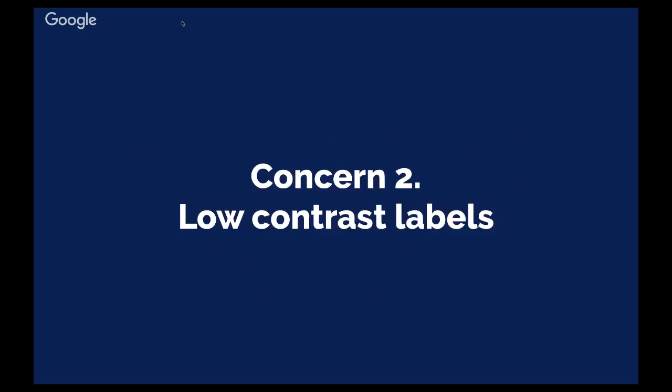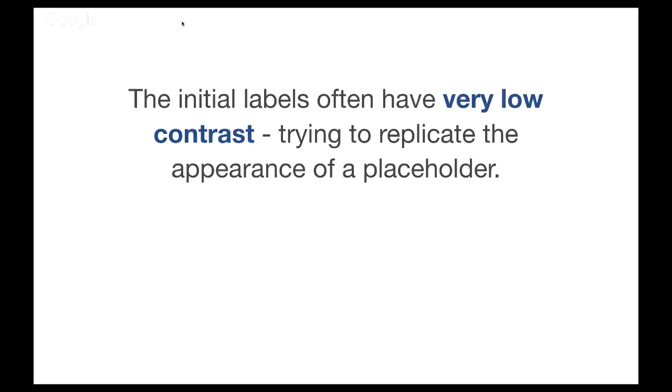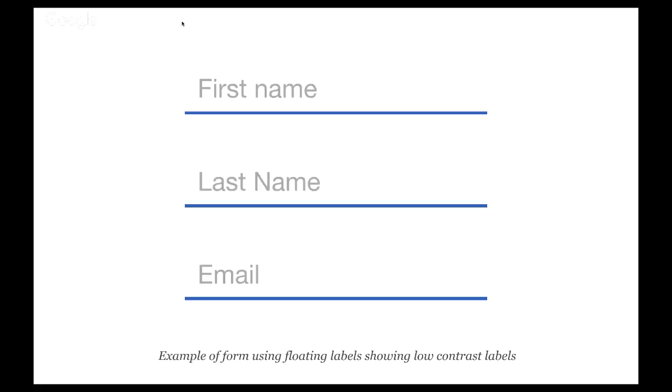My second concern is to do with low contrast labels. So in a range of different examples I've seen, the label in its initial state, before it slides up out of the input, out of the control, is often very low contrast. And I think one of the reasons why they're doing that is to try and make it appear like a placeholder. And by default, a placeholder element is sort of soft grey.